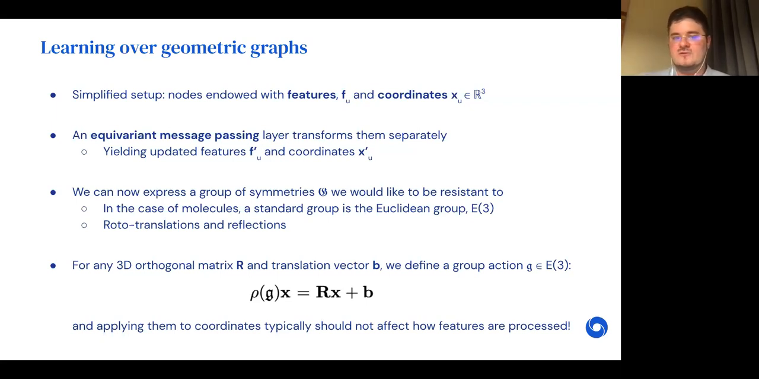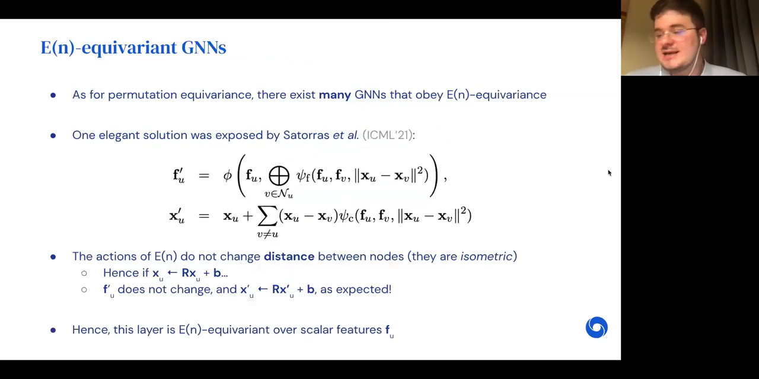So no matter how you rotate, translate, and reflect the molecule in space, it is still representing the same molecule. And these group actions are very conveniently represented by multiplying the coordinate features with any 3D orthogonal matrix, followed by any particular affine shift. Okay. So just like we designed permutation equivariant GNNs, we can now also design GNNs that will obey E(n) equivariance, so n-dimensional Euclidean equivariance.